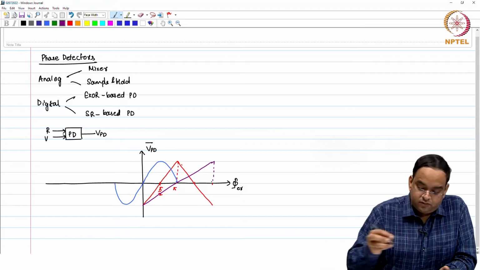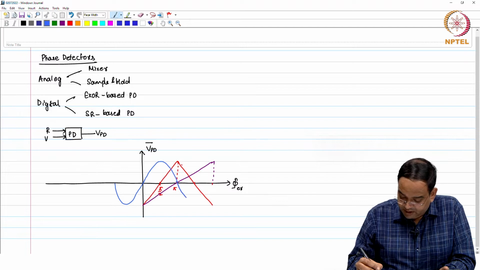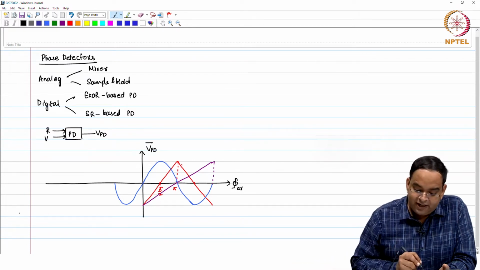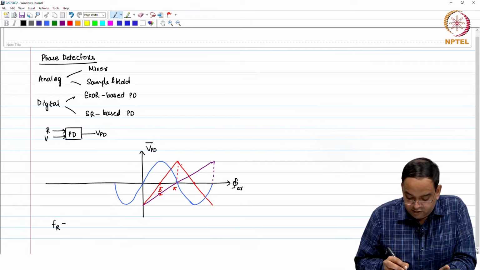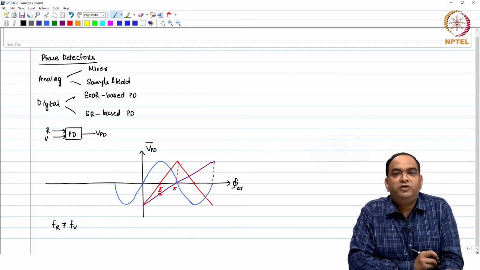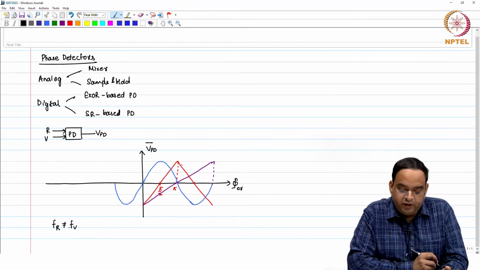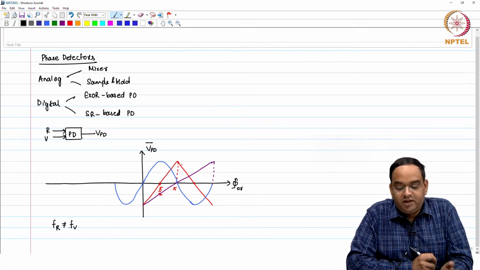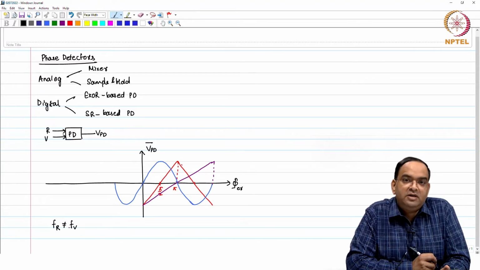For all these phase error detectors, the interesting part is whether they can detect the frequency error or not. Now, consider these two signals R and V and assume that FR is not equal to FV. The two frequencies are not the same. If it is sinusoidal, then you have seen that if the two frequencies are not the same, the phase error will keep on increasing, if you are just looking at the phase error detector alone.